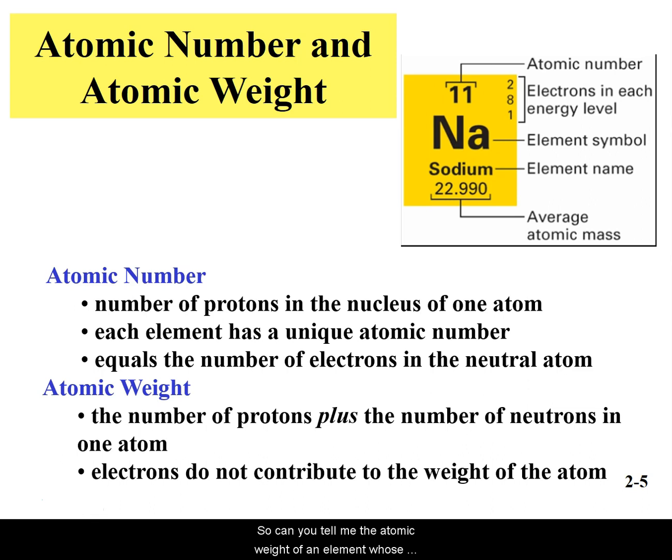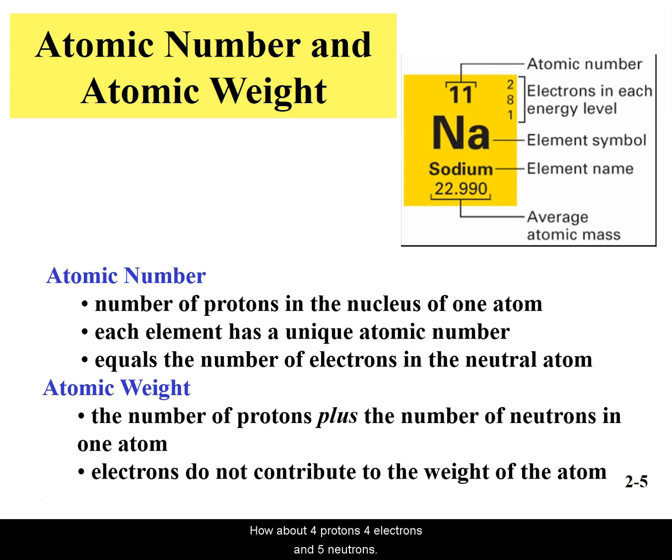So can you tell me the atomic weight of an element whose atom contains 6 protons, 6 neutrons, and 6 electrons? Atomic weight is going to be 12. Remember, electrons do not contribute to the weight of the atom. Electrons do not contribute, so the atomic weight is the protons plus the neutrons.